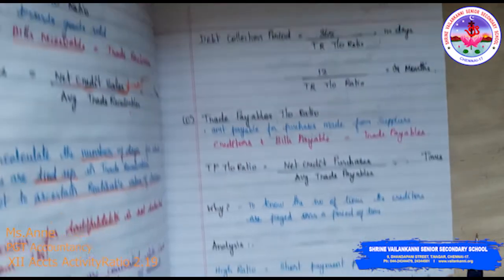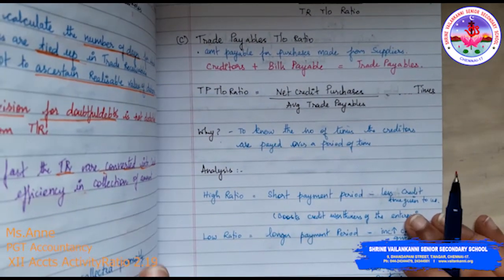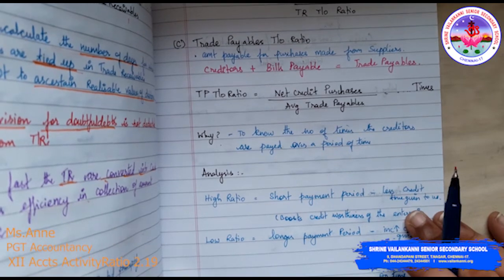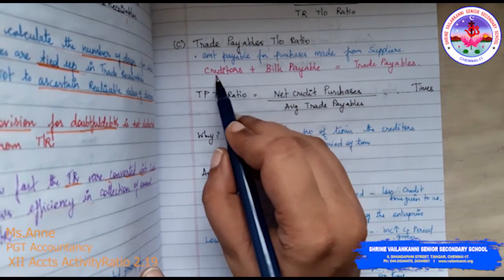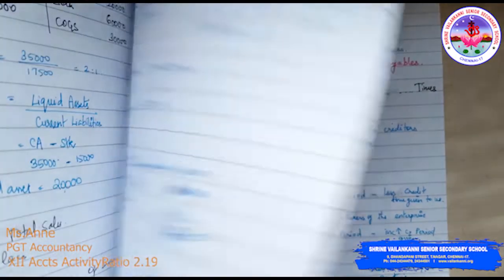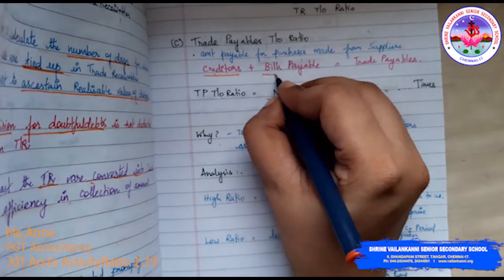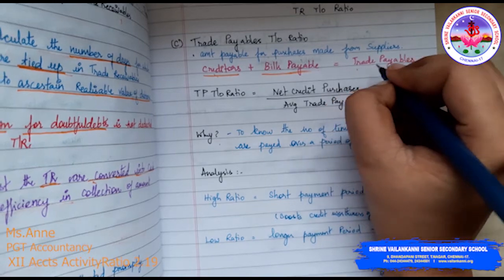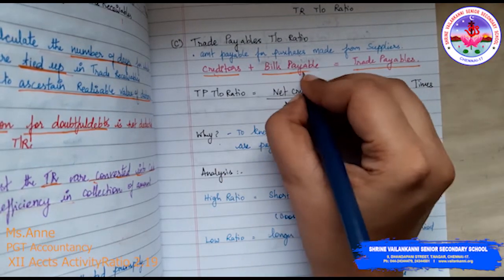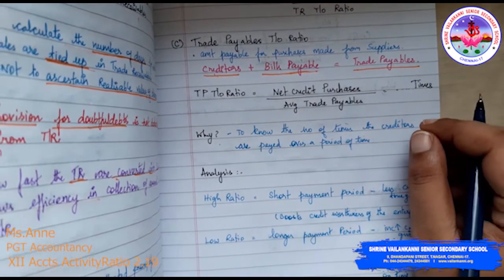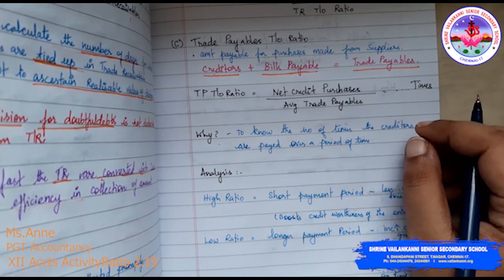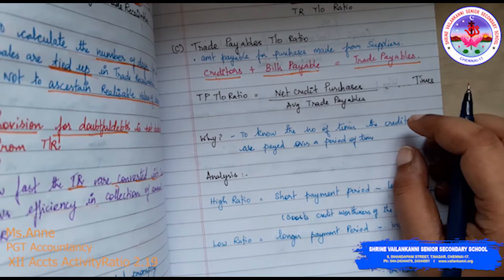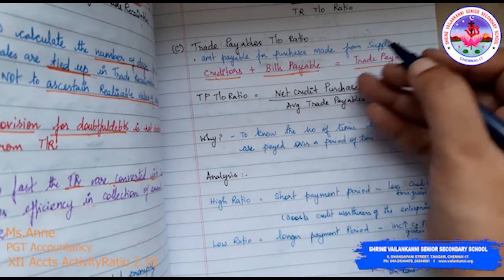Okay. The next one is the trade payables turnover ratio. What is trade payables? First of all, the creditors plus bills payable is called trade payables. So creditors plus bills payable is called the trade payables. The amount payable for purchases made from suppliers.